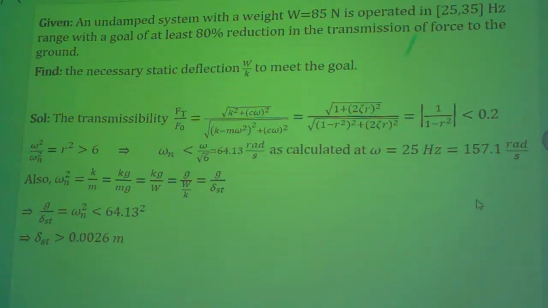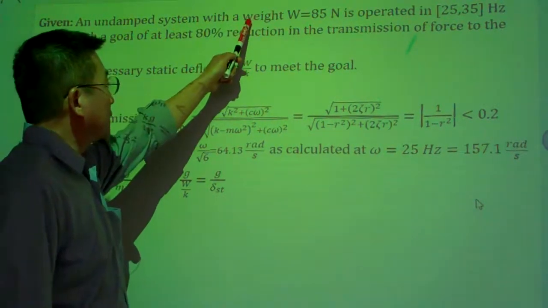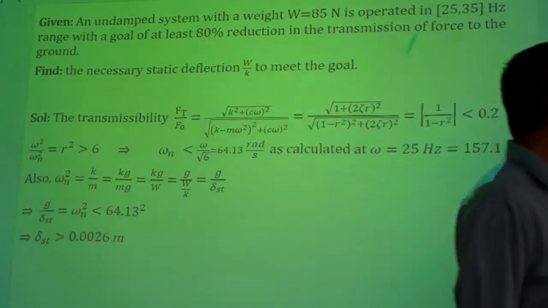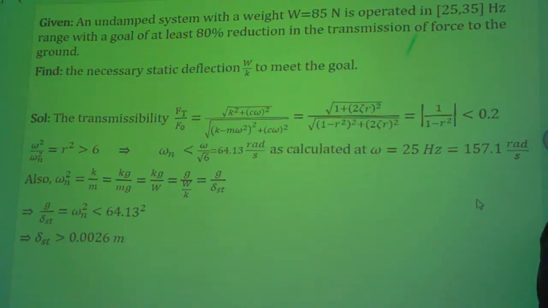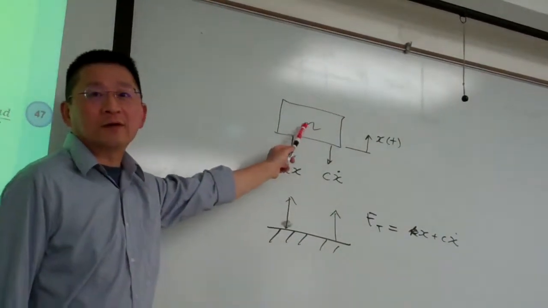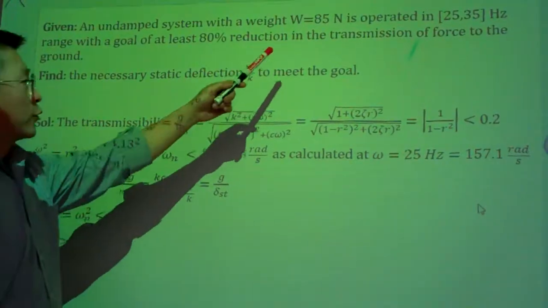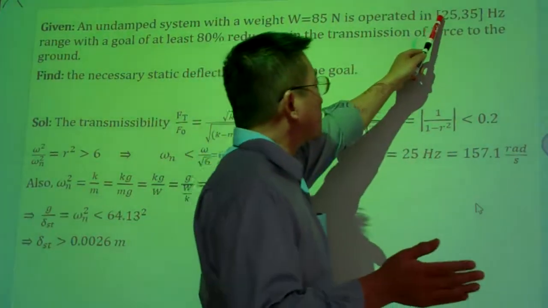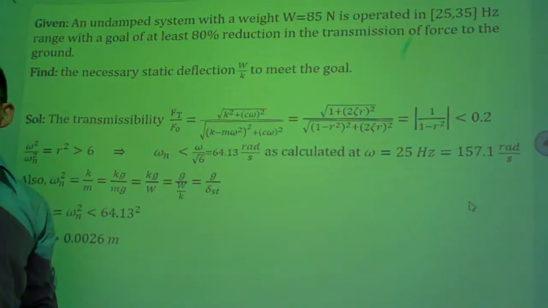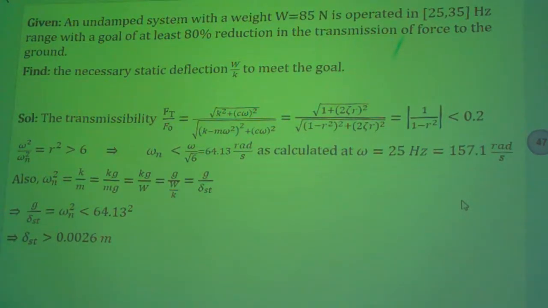Right now we are given a mass with a weight of 85 newtons. From 85 newtons, we will be able to know the mass of this one, approximately 8.5 kilograms. And now we know its operating frequency is between 25 to 35 hertz, so we convert it from hertz into radians per second. That is the range of the operation.